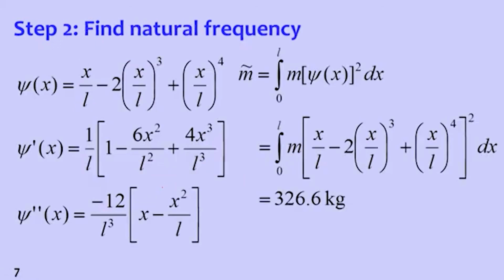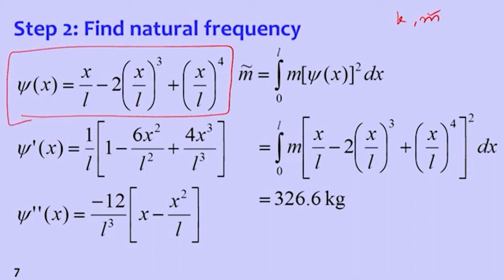Then step 2, let us find out the natural frequency of the system. For finding the natural frequency we need K, we need M. So under root K by M is the natural frequency. Let us first find out M, the mass of the system. So the mass of the system is M into psi x square. Psi is the deflection profile, given by this function. So psi x is equal to x by L minus 2 into x by L cube plus x by L to the power of 4. This needs to satisfy the boundary conditions.